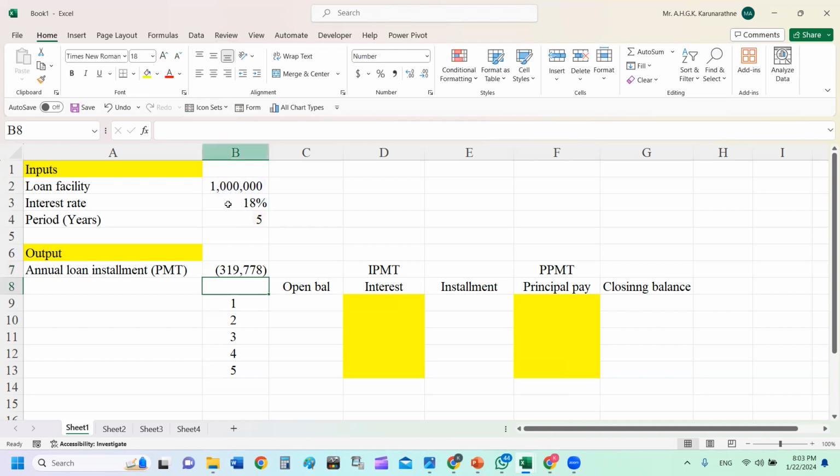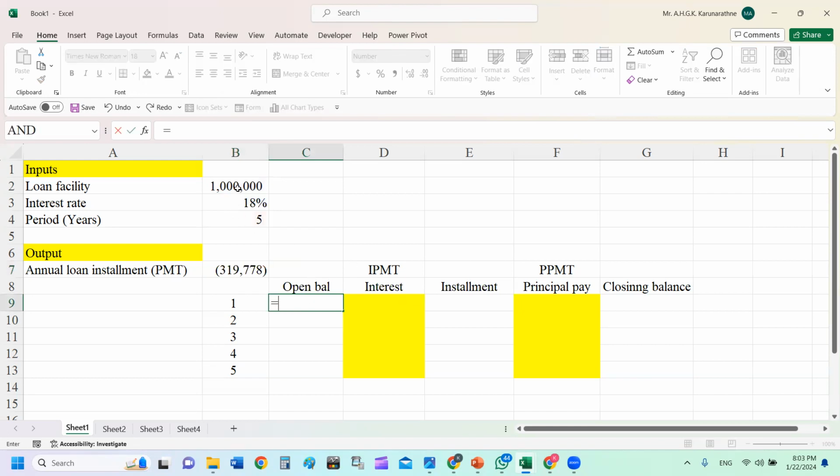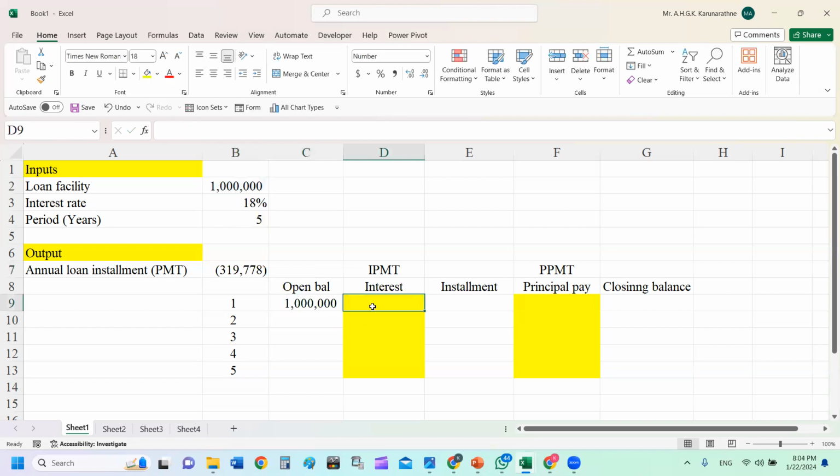This is your annual loan installment. So we will now prepare the loan repayment schedule. Open balance starts with the amount you borrow today. At the beginning, your open loan balance is exactly equal to what you borrowed as the loan. So this is your open balance. Make sure you fix it, right? Don't leave it as a relative cell. Fix it.